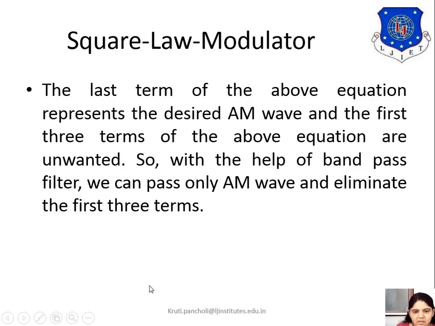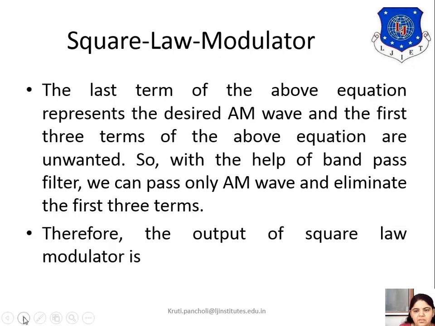So we have seen that we take m(t) and the carrier, then the summation block does the summation of that, and we pass that through the square law device, and it obtains the v2(t) signal. Out of that v2(t) signal, the unwanted signals are rejected by the band pass filter, and the band pass filter produces the output, that is the AM wave, and eliminates the first three terms.